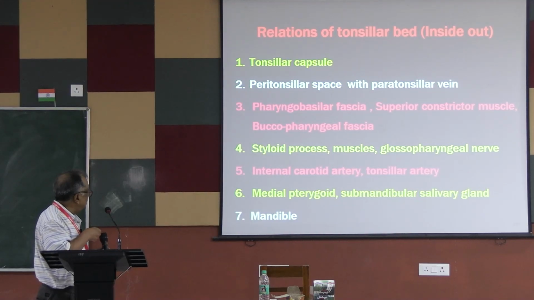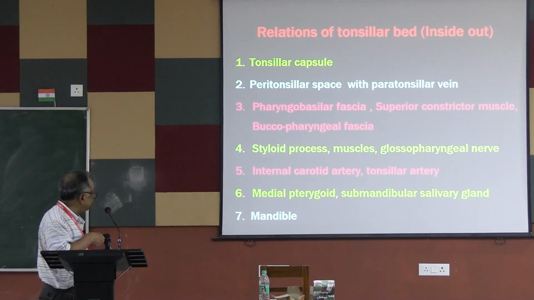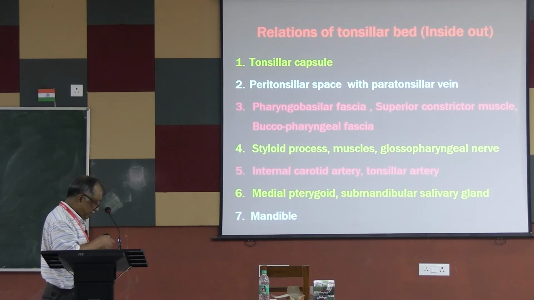You see, all these things I have already stated. That is the styloid process, and the important things are the styloid muscles, glossopharyngeal nerve, internal carotid artery, medial pterygoid, and submandibular salivary gland. And I will try to note that portion, that is the styloid process.